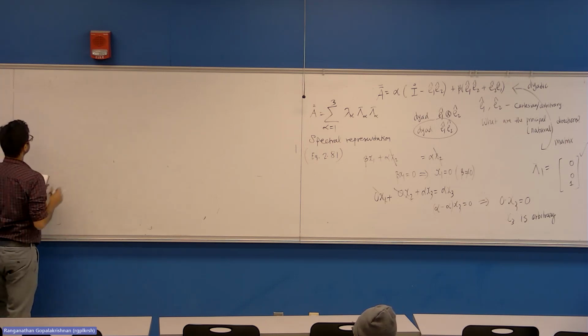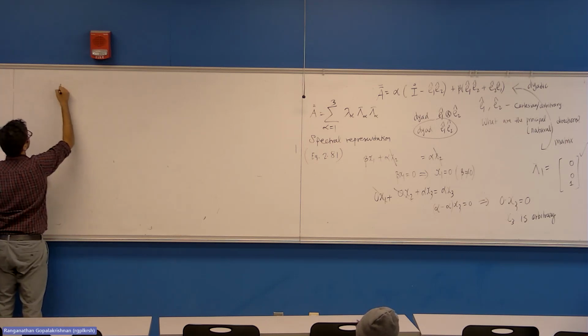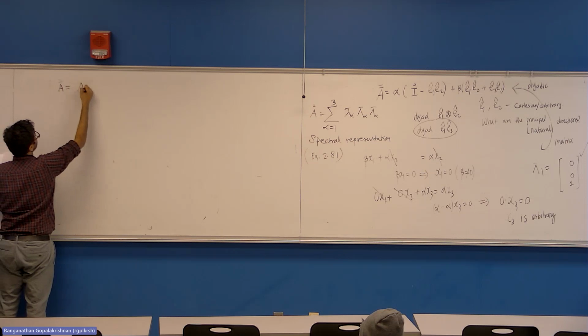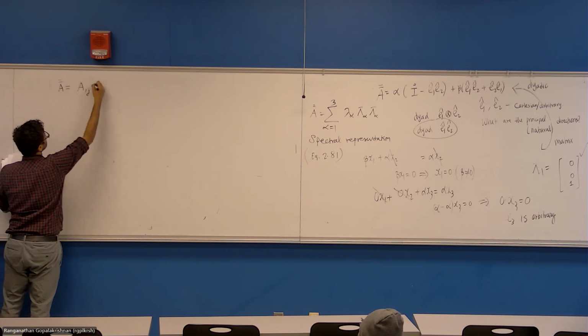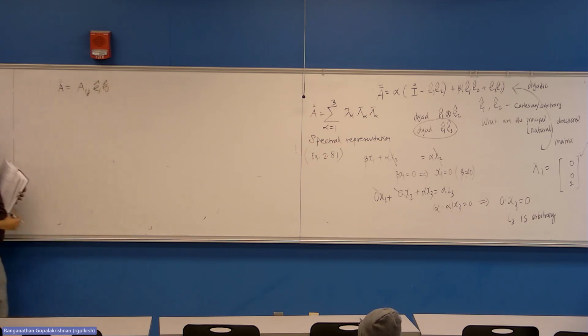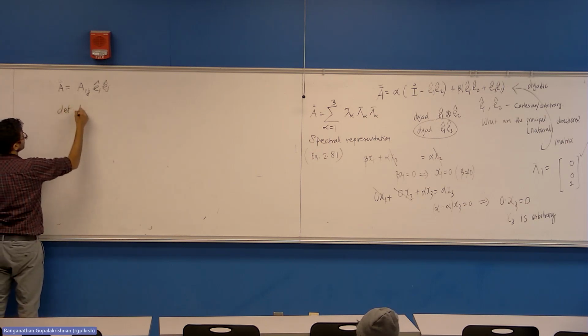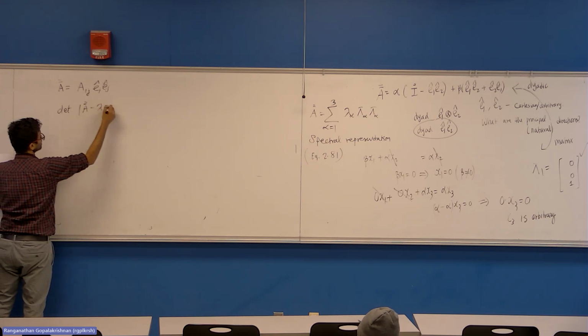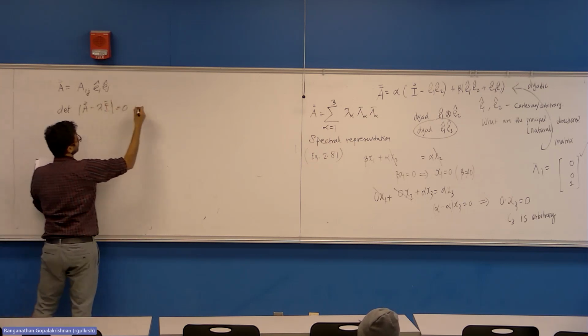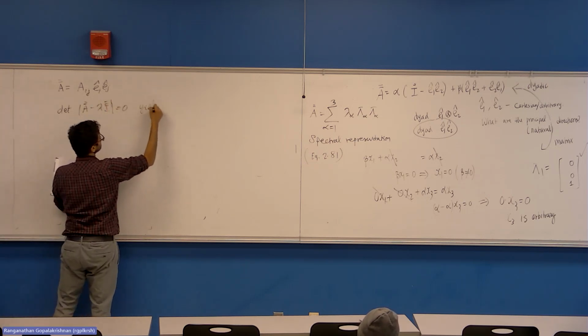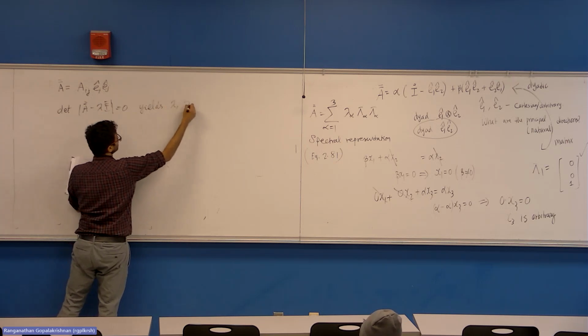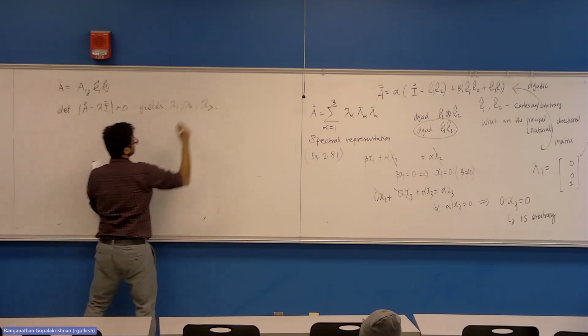So if you have any matrix, which let's say we call it A, and we can write A equals Aij, Ei, Ej, where Ei and Ej could be some coordinate system that you start with. It could be arbitrary. We can write determinant of A minus lambda I equal to 0 yields lambda 1, lambda 2, lambda 3.